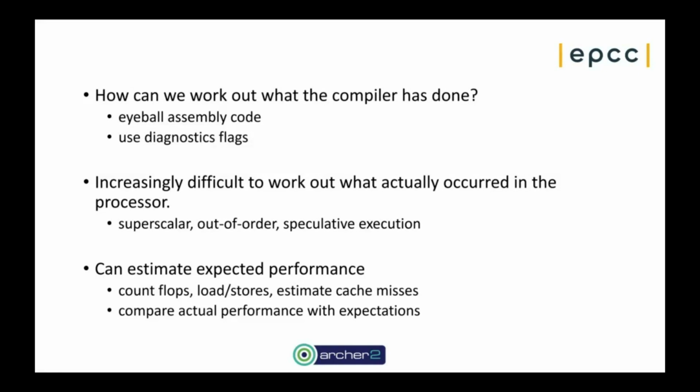Having said all that, it's increasingly hard to easily diagnose what's going on with your application, because there's a real interaction between your code, the compiler, and then the runtime environment, particularly because we have multi-core with various levels of shared cache. We have out of order execution, superscalar instruction issue, and speculative execution. So we generally have to use profiling to work out how efficient bits of the code are, looking at flops, load stores, cache misses, and compare that with what you'd expect for that bit of code.